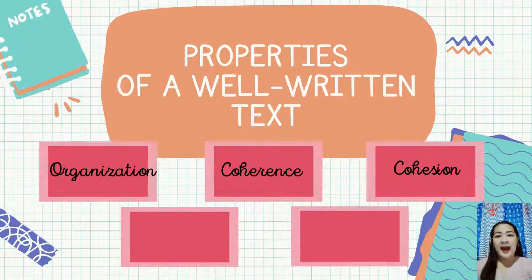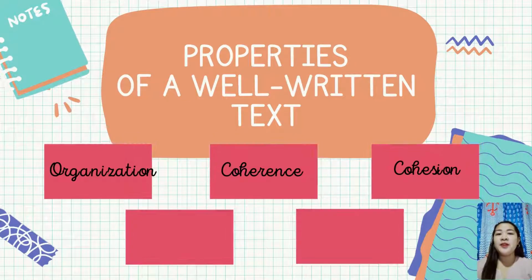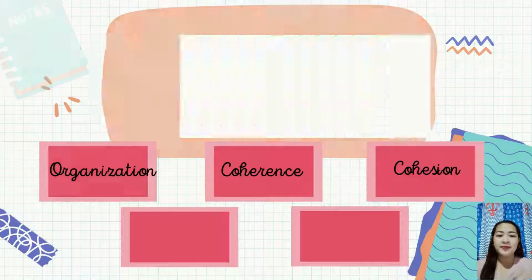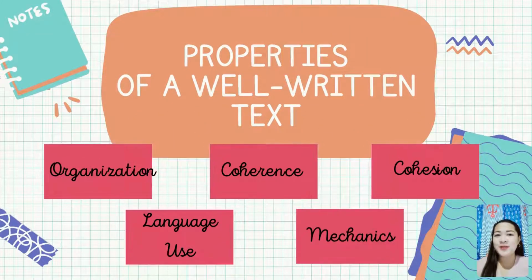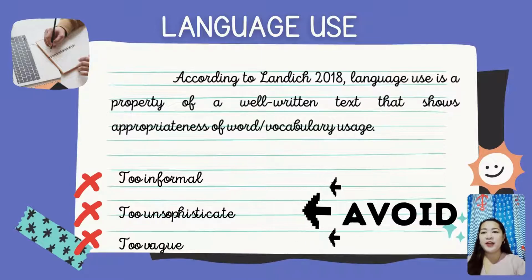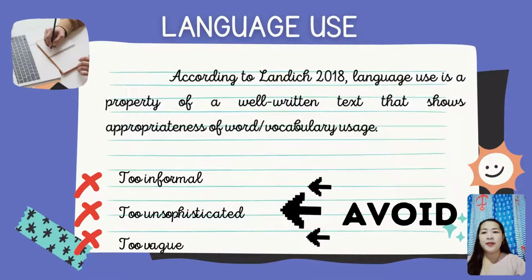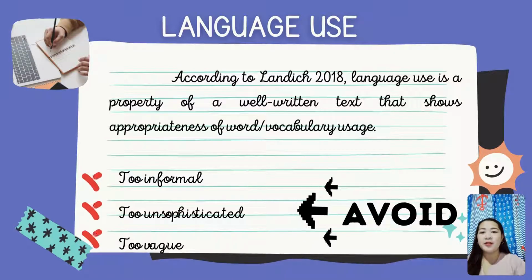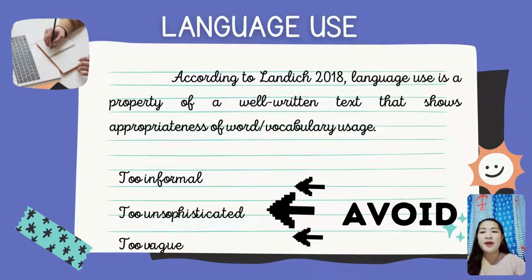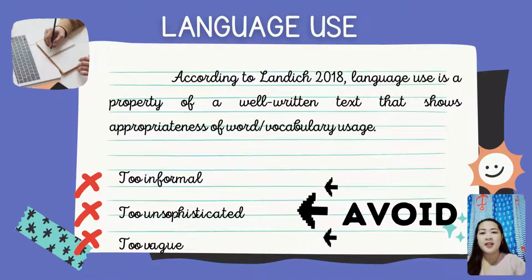Last week, we had organization, coherence, and cohesion. And today, we will be discussing language use and mechanics. Properties of a well-written text are essential to better come up with an effective text or paragraph. Without these properties, the text or paragraph that we are going to produce will not be as effective and understandable as it should be. Since we have learned the first 3 properties of a well-written text in the week 2 lesson, now let us discuss the 4th and the 5th.